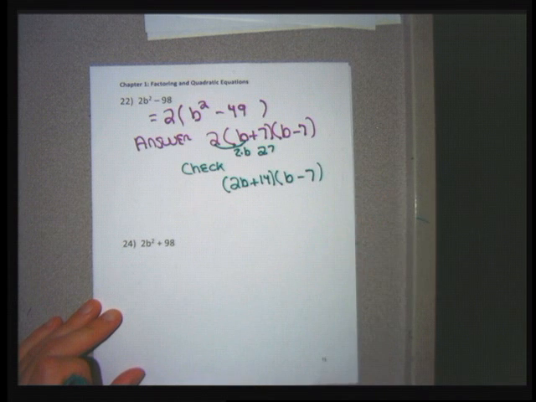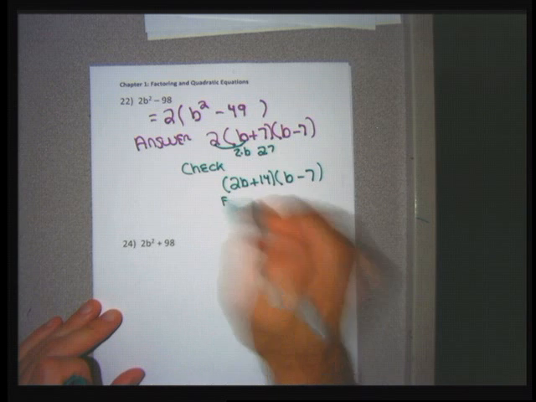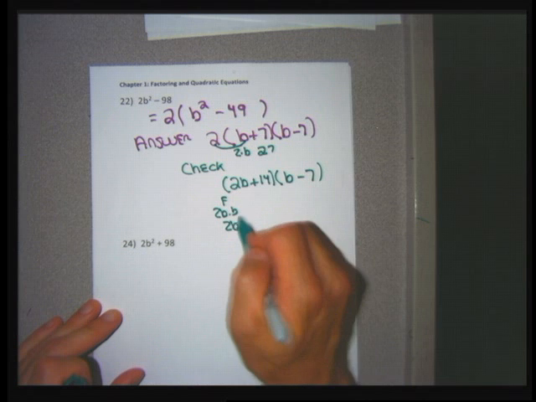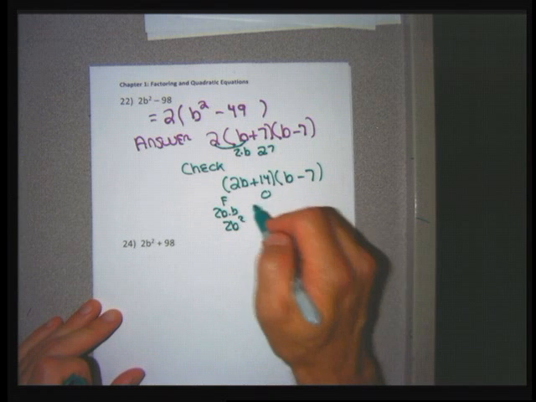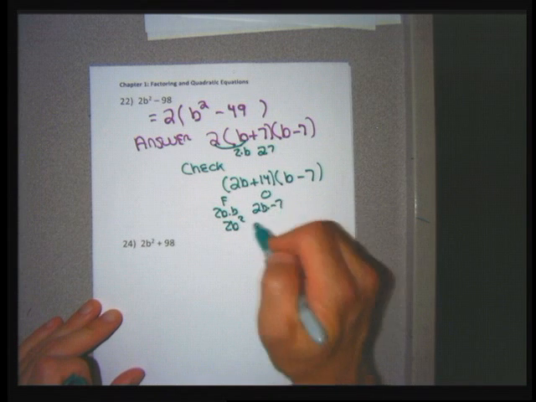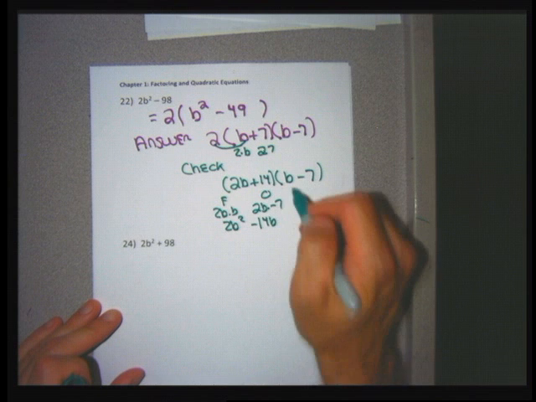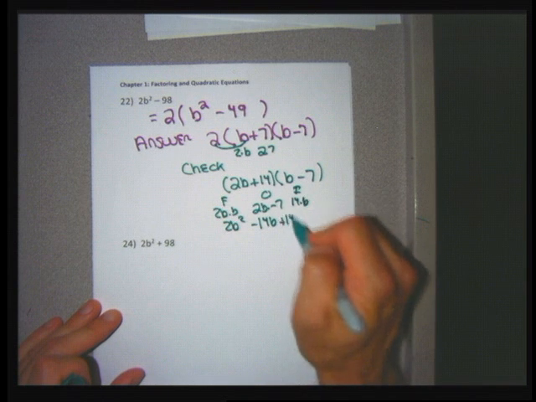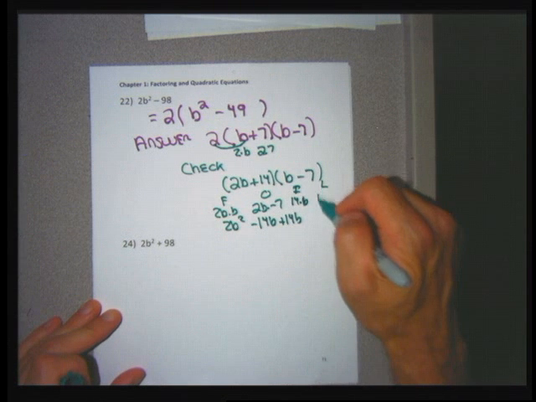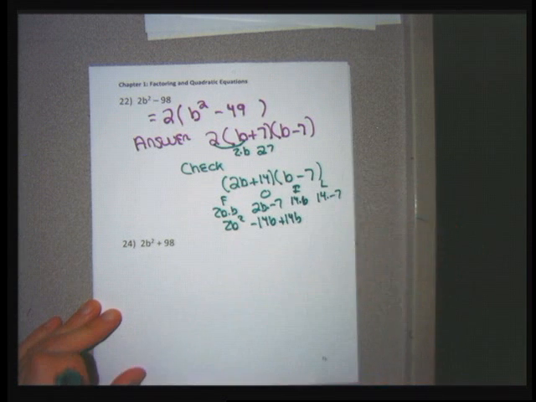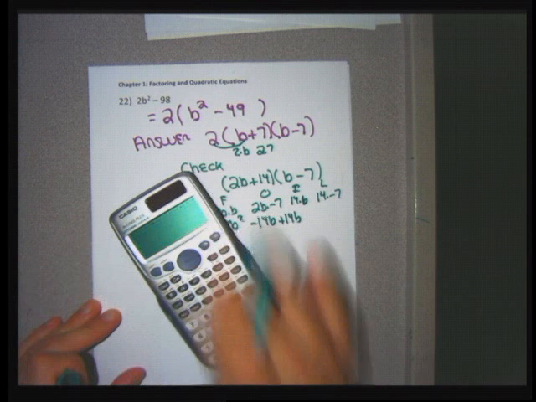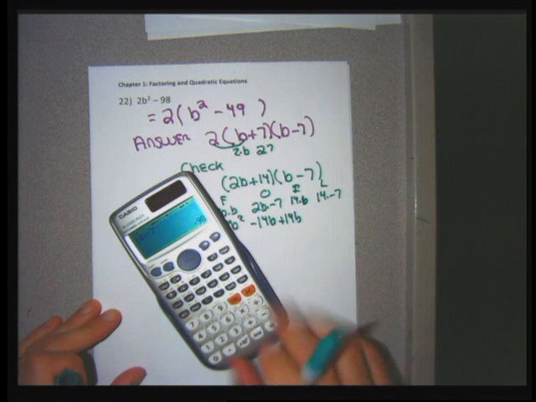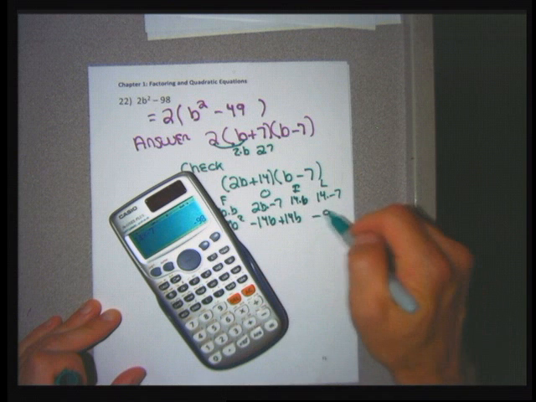Done with the 2, now I'm going to go to FOIL. Firsts are 2b times b, which is 2b squared. Outers are 2b times minus 7, which is minus 14b. Inners are 14 times b, which is positive 14b. Lasts are 14 times negative 7. So 14 times negative 7, and I get negative 98 for my lasts.